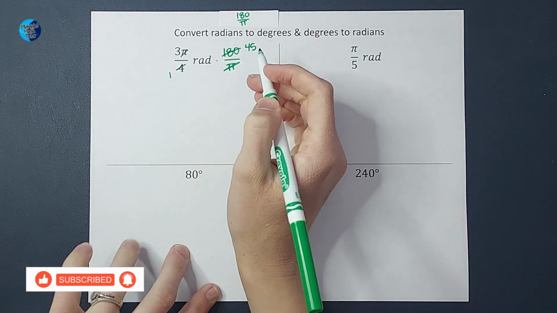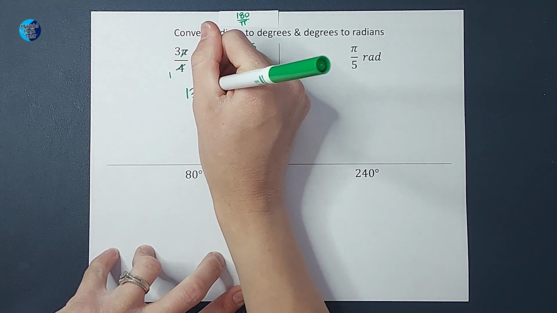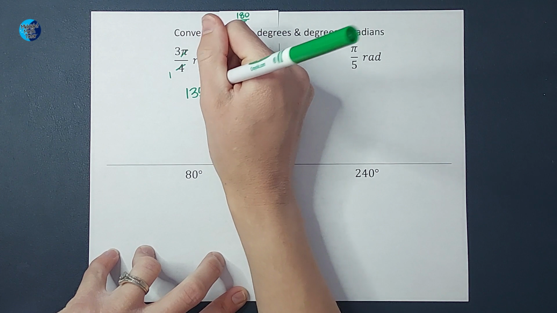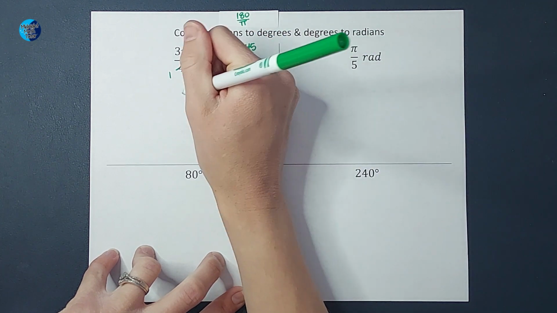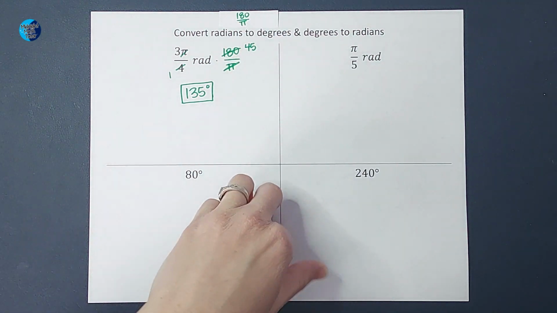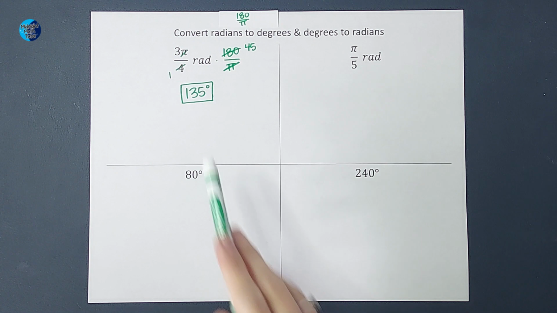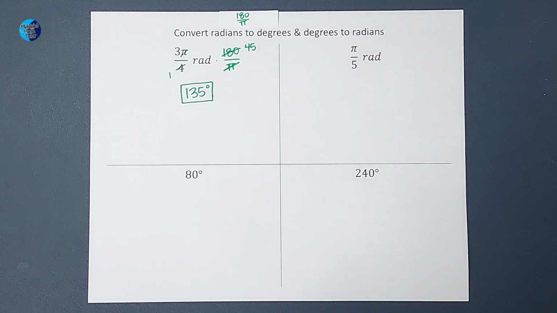So I have 3 times 45, which gives me 135. And on bottom, I'm just left with ones, so I don't need to worry about that. And we were converting to degrees, so I am left with 135 degrees. So 3 pi fourths radians is the same as 135 degrees.